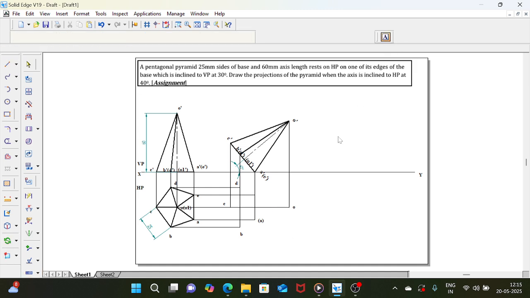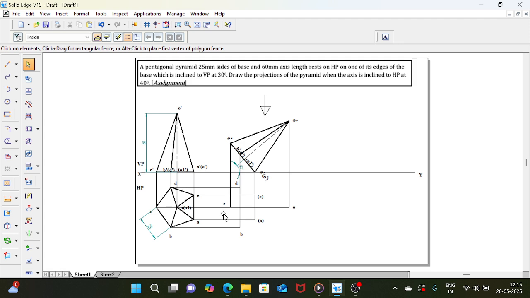As I told you, A is the resting edge. So the resting edge is not visible from the top. So mark it within the bracket. When you see from the top, the apex is near to the observer, the apex is visible, and the base is away from the observer, the base is not visible. As the base is not visible, the resting edge is also not visible from the top. That's why the resting edge AE, I put it in bracket.